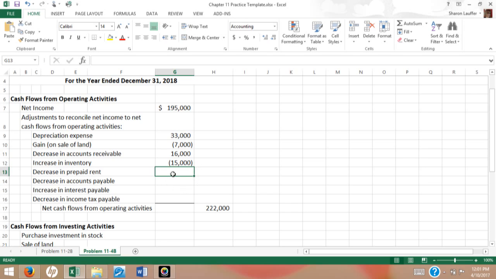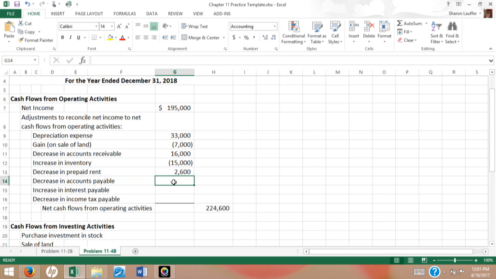All right, a decrease in prepaid rent. Again, we're looking at our balance sheet. So prepaid rent went from $7,200 to $4,600. So that's a $2,600 difference. That's a decrease. We're going to add that back. And again, a decrease in any kind of prepaid expense would be an addition here. If we had an increase in a prepaid expense, that would be a subtraction.